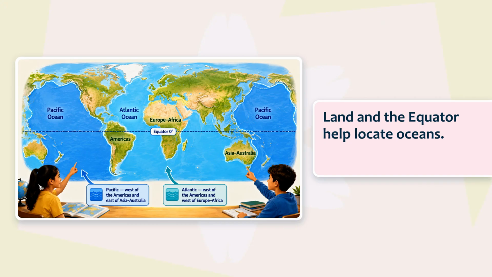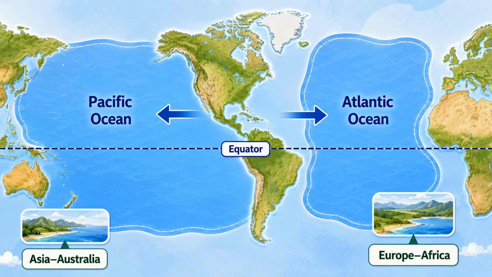Keep the map anchors in view. Land and the equator help locate oceans. The water region is identified by what lies beside it and where it crosses the reference line. The Pacific appears at both map edges because the flat map wraps around a globe. The Americas and the equator provide stable clues that separate the Pacific from the Atlantic without guesswork.